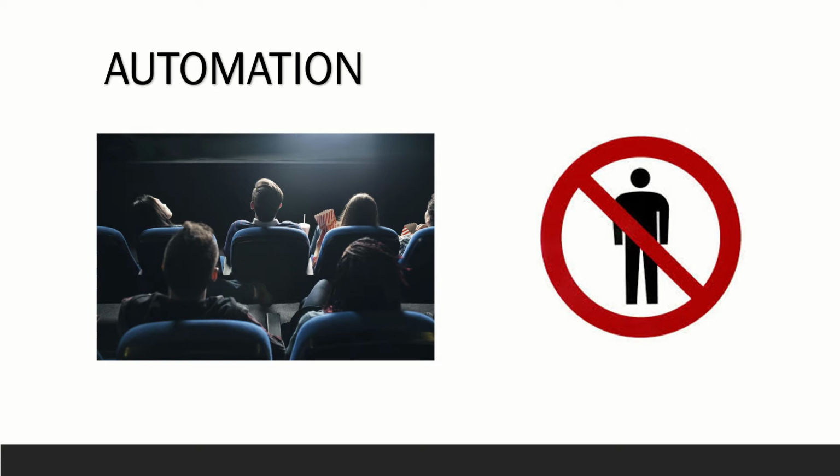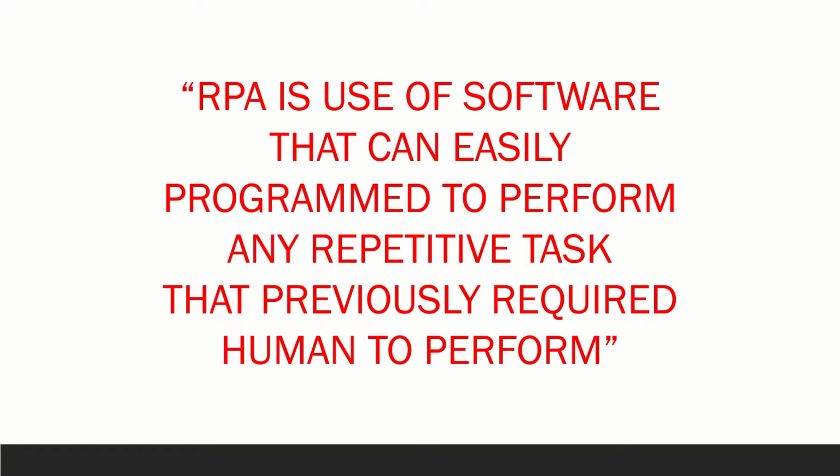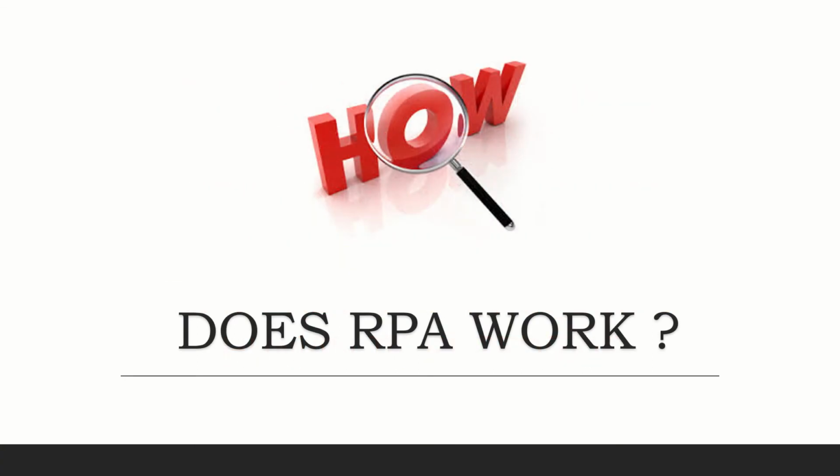So, to sum it up, we can say that RPA is the use of software that can be easily programmed to perform any repetitive task which previously required humans to perform. We can automate any repetitive task with the help of RPA. Moving on, we will be learning about how RPA works.